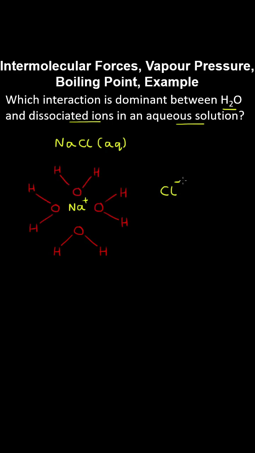Which interaction is dominant between H2O and dissociated ions in an aqueous solution? Well, for example, when sodium chloride dissolves in water, you get sodium and chlorine ions surrounded by water molecules. So the negative dipole around oxygen gets attracted to the sodium, so you'll have something like this. And you'll have a similar arrangement for chlorine, except the positive dipoles around hydrogen will be facing the chlorine, and so on. So therefore the interactions between the ions and the water molecules are going to be ion-dipole interactions.